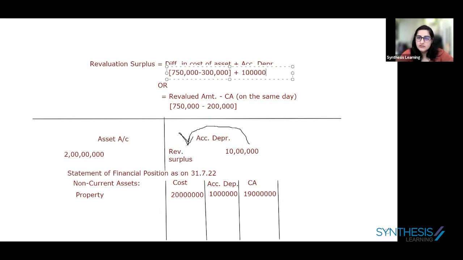ठीक. अब ठीक है? That was just the calculation for the difference in the cost of the asset. Okay. So asset is at 3. We want to show it at 750. So difference in cost कितना हुआ? Difference in cost 450 हो गया. Okay. Plus the accumulated depreciation.